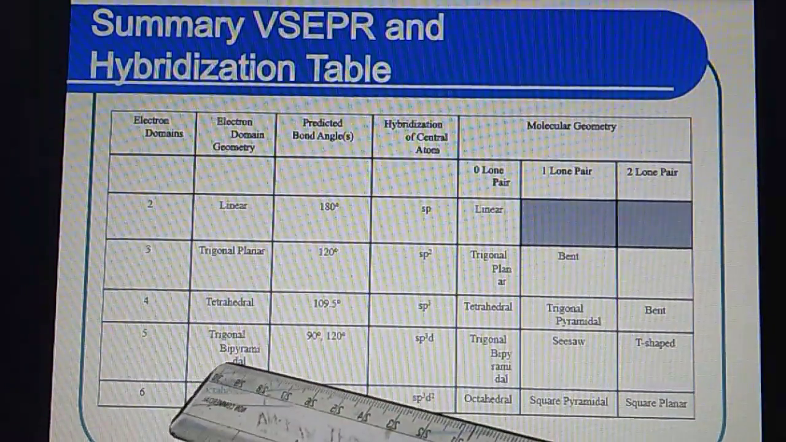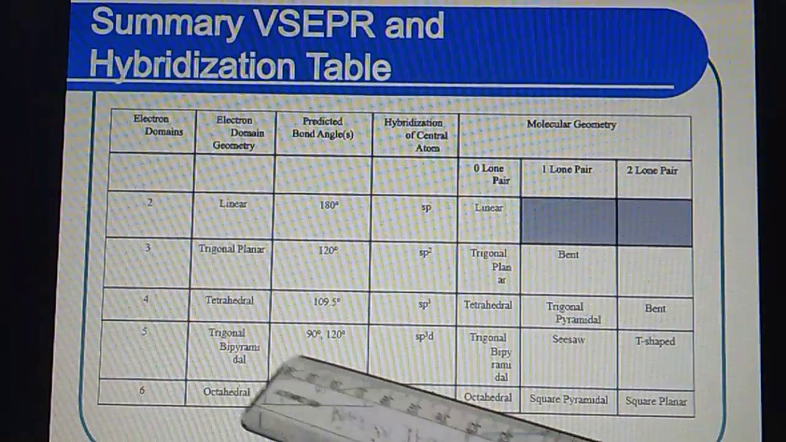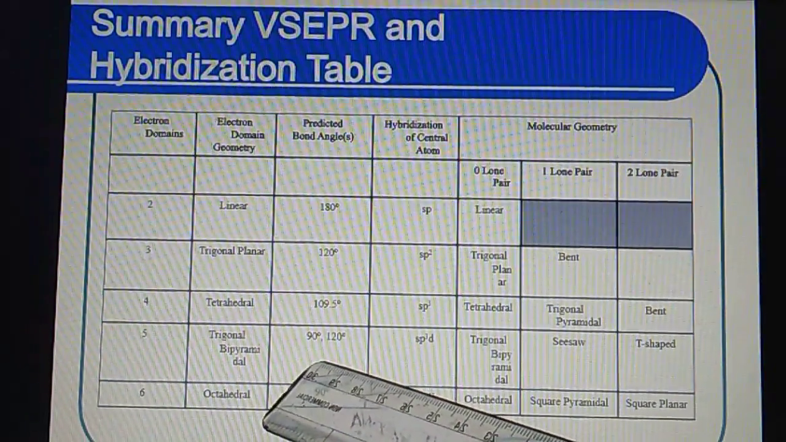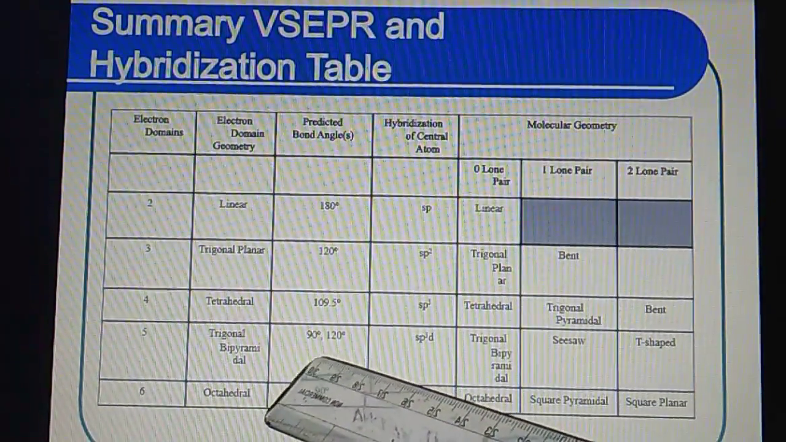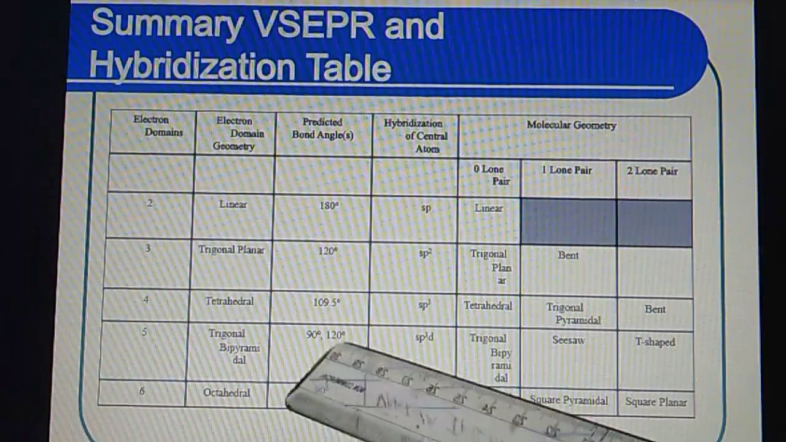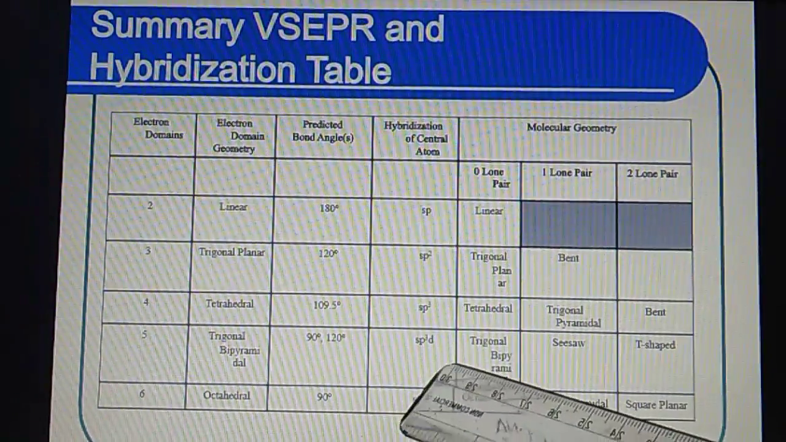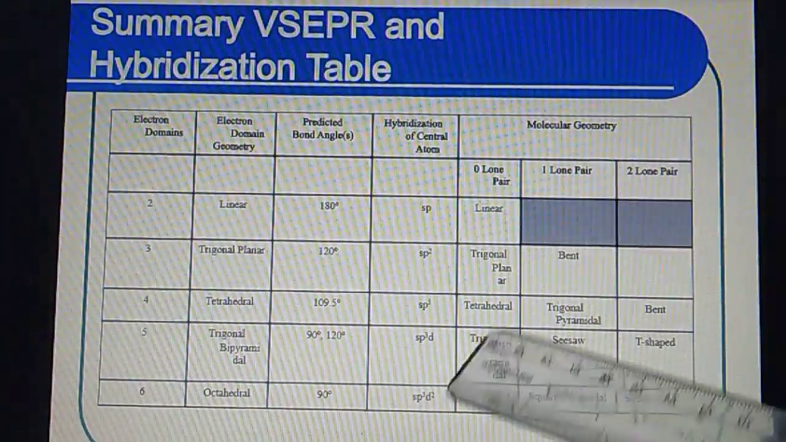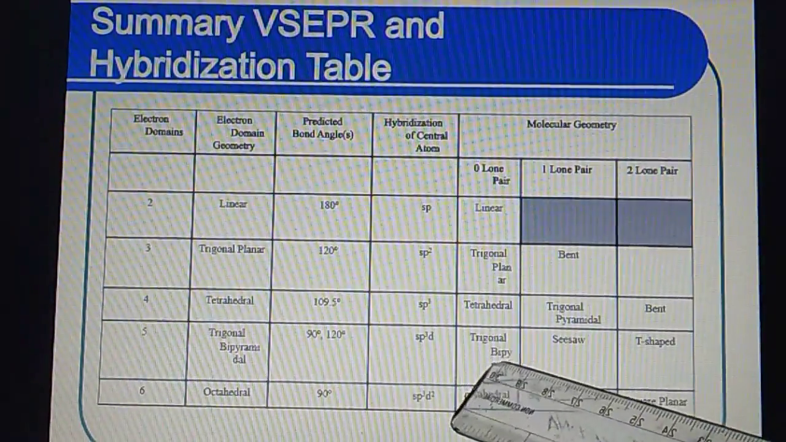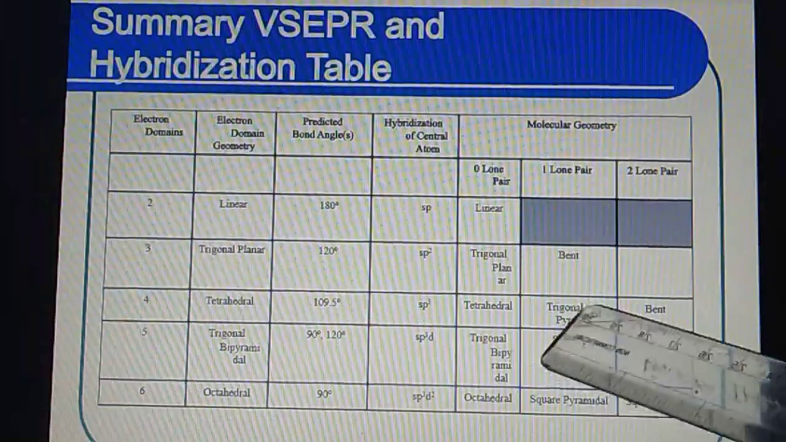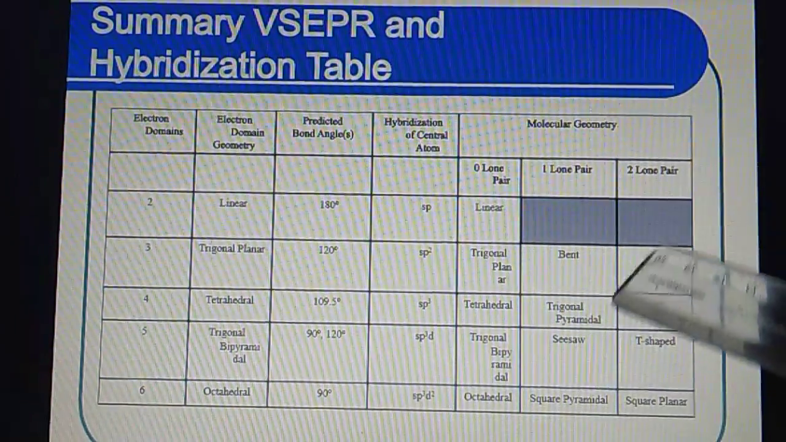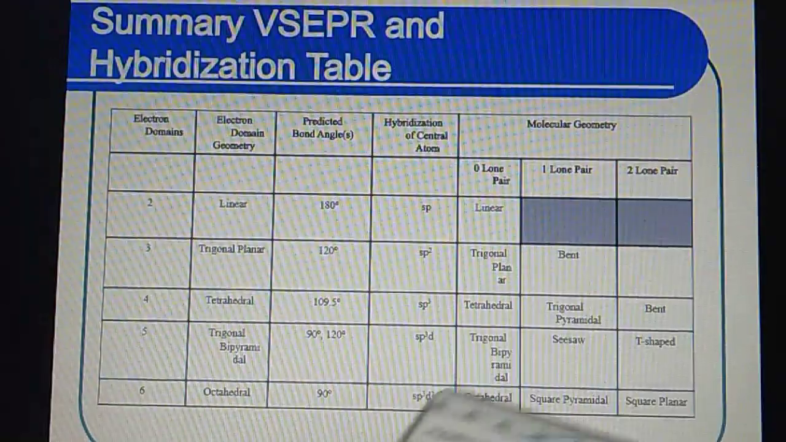The fifth case is trigonal bipyramidal, student. One angle is 90 degrees, between axial and equatorial, and between equatorial positions it will be 120 degrees. Hybridization will be sp3d. If there are no lone pairs, the shape will be trigonal bipyramidal. If 1 lone pair is there, the shape will be seesaw, and if 2 lone pairs are there, the shape will be T-shaped.